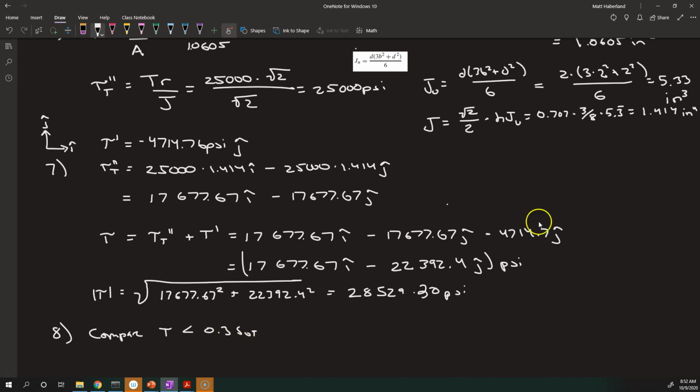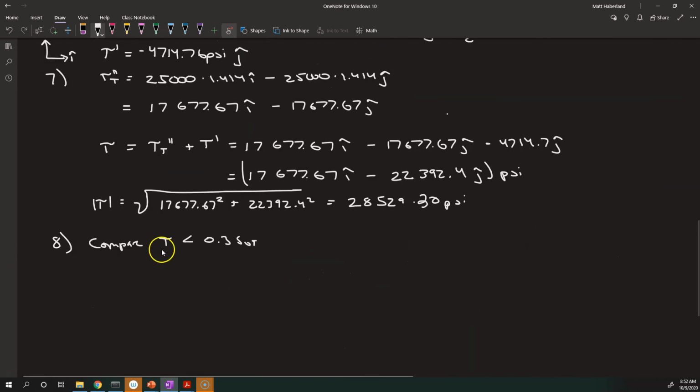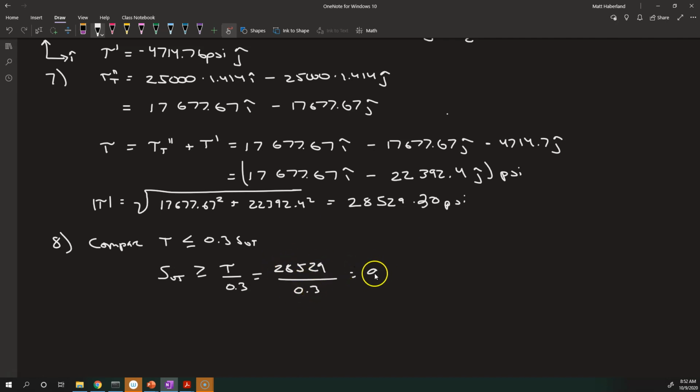Well, we don't know what the ultimate tensile strength is. We're trying to find the ductile weld material that can safely support the load. So what we want to do is find out what ultimate tensile strength is required. We say SUT has to be greater than or equal to tau over 0.3. That's 28,000. And we have 95 KSI.